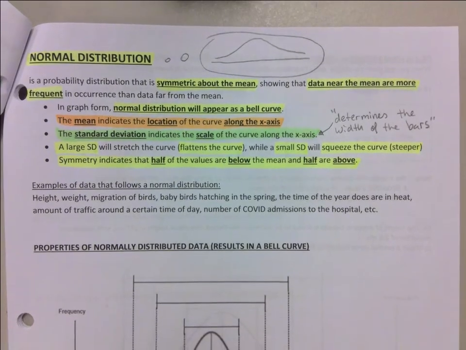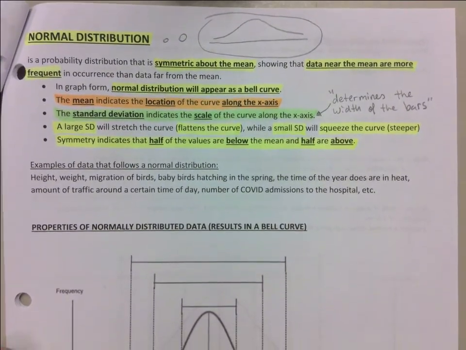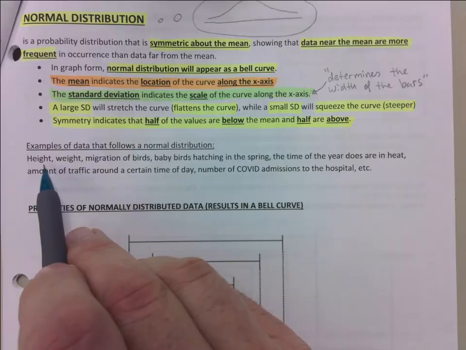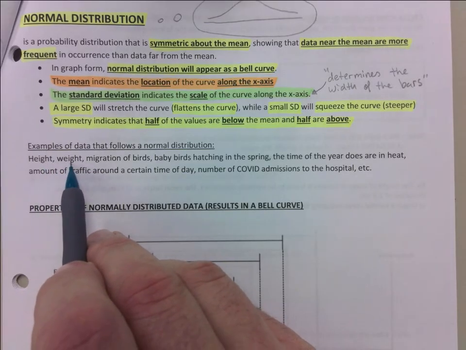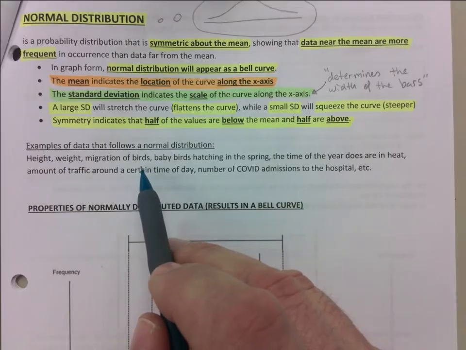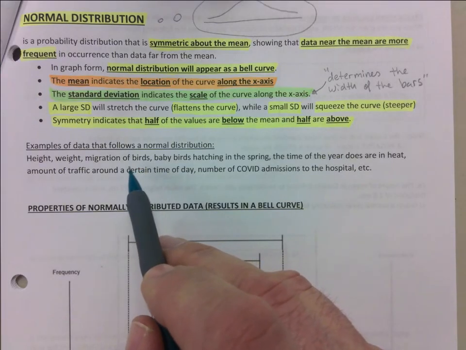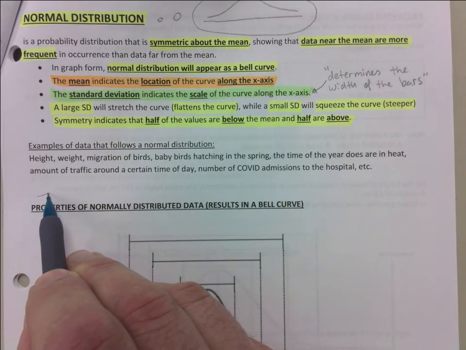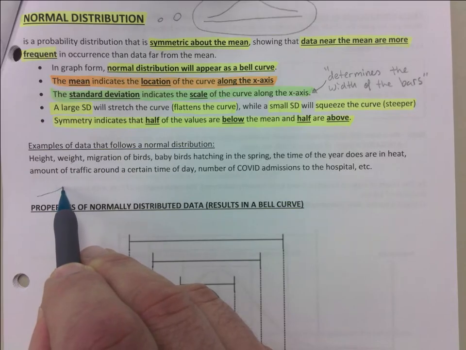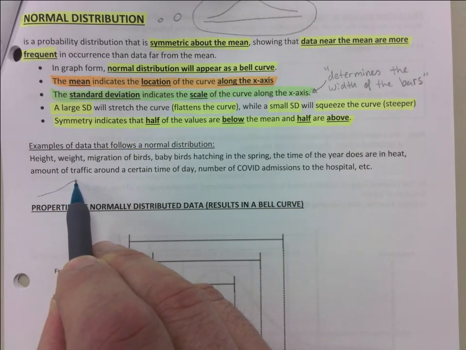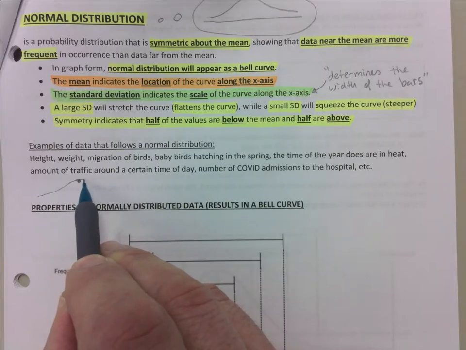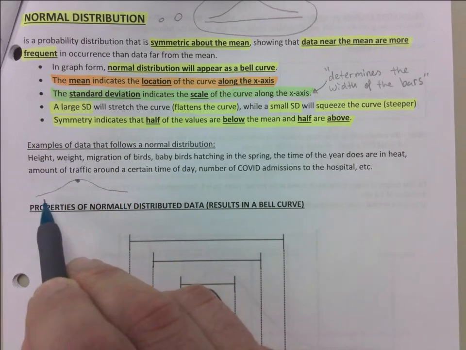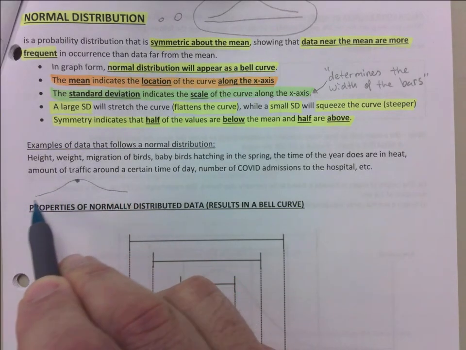Examples of data that follows normal distribution. It turns out that a lot of human attributes like height and weight, and the migration of birds, right? Like when the geese start coming, let me just give you a little illustration. At first you don't get that many, right? But then all of a sudden there's more and more and more, and then there's that peak when most of them are arriving, and some of them come way later yet. Okay? So you can see that bell curve.